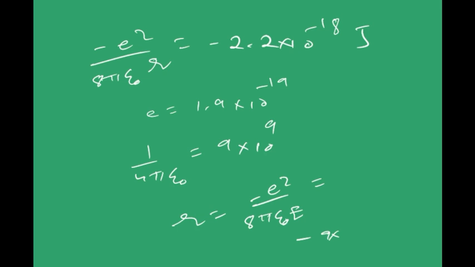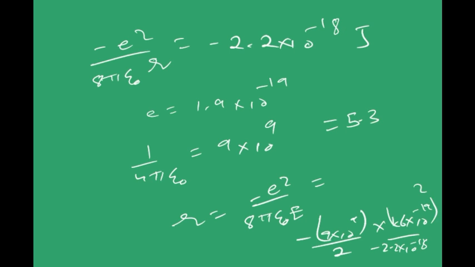and that can be written as minus 9 into 10 power 9, that is 1 by 4 pi epsilon naught, by 2. This makes it, right? It is 1 by 8 pi epsilon naught. And here I have e square, that is 1.6 into 10 power minus 19 whole square, by what is left, energy, that is minus 2.2 into 10 power minus 18. And just solve it. You are going to get the answer as 5.3 into 10 power minus 11 meters. So this is the radius of that orbit.